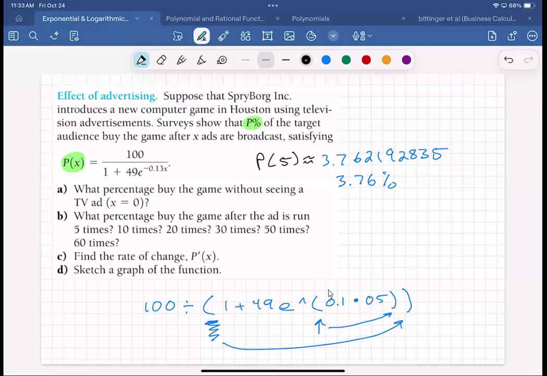So if I go down here, they wanted us to find the initial value. So what happens if we show 0 ads? How many people would buy this? It's probably going to be 2. Just remember that that is a direct percentage. If I don't run any ads, 2% of the people that we're targeting are going to buy this game.